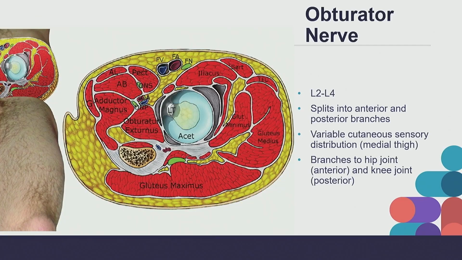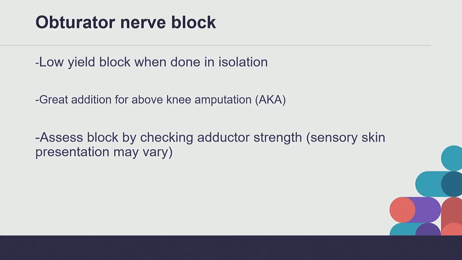We'll very briefly talk about the obturator nerve. Pretty low yield block, but it comes off of L2 to L4. It's very medial. There are 2 branches that sit anteriorly and posteriorly between the adductor longus and brevis, and between the adductor brevis and magnus. It has very variable cutaneous sensory distributions on the medial thigh. And so usually when I do it, we assess the block by checking for adductor strength instead of skin sensation.